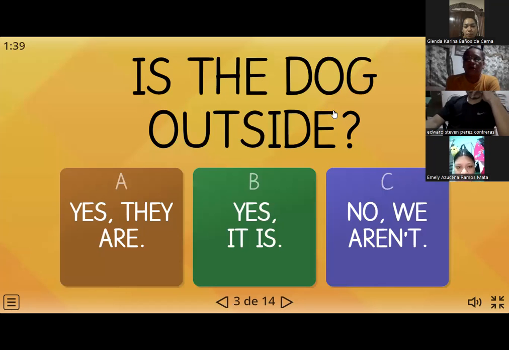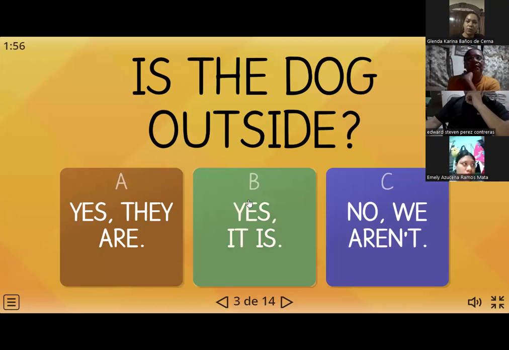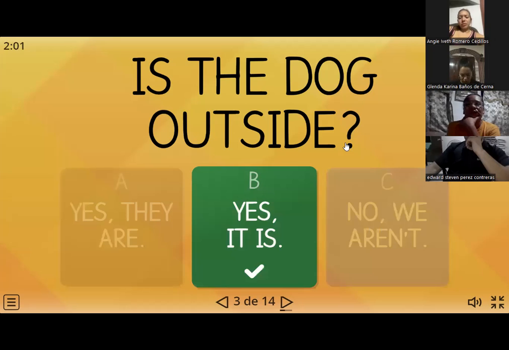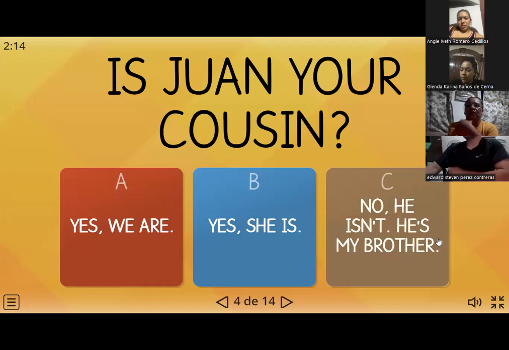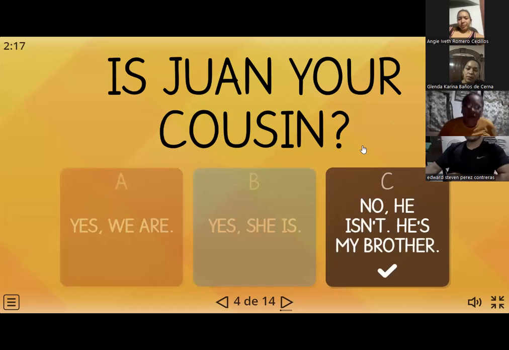Is the dog outside? Yes, they are. Yes, it is. Or no, we aren't. Let's see. It is B. Yes, it is, because the dog means it, right? Yes, it is. Okay, next. Is Juan your cousin? What is the correct answer? Is Juan your cousin? No, he isn't. He is my brother. No, he isn't. Very good, very good.